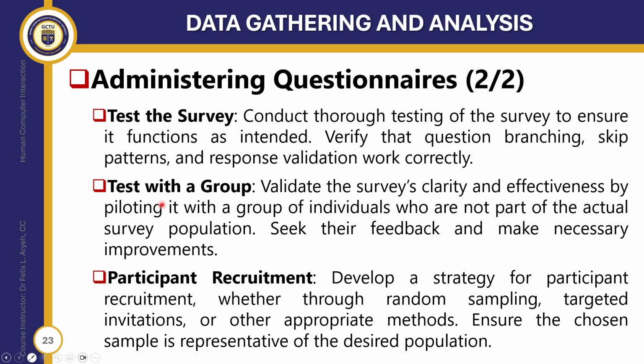And again, we also have this approach to administering questionnaires, which is to test with a group. In doing this, we validate the clarity and also the effectiveness of the questionnaire. This can sometimes be done by piloting the survey with a group of individuals who are not part of the actual survey population. We can also seek feedback on the clarity and the efficiency. So we can test with a group, and we can test with a survey. All those are examples of administering questionnaires.